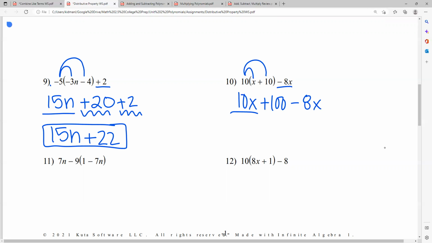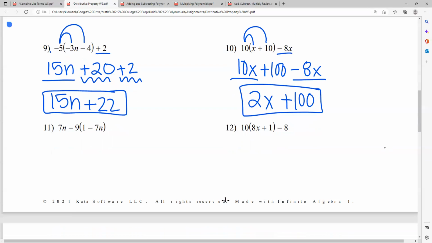So I've got a 10x, I've got a minus 8x, 10 minus 8 is going to give me 2x, and then I'll add 100. And we can leave it right there. Now, number 11 is very similar, but it looks a little bit different.